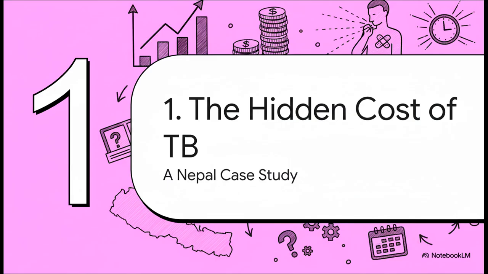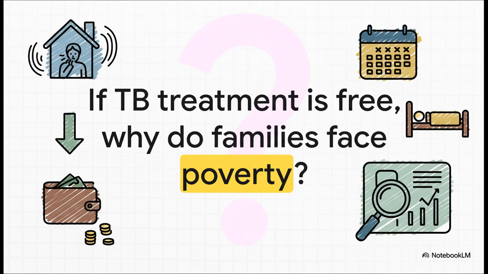Okay, think about this. In Nepal, the government provides treatment for tuberculosis completely free of charge. Sounds great, right? And yet, for so many families, getting a TB diagnosis is the first step into a financial nightmare. So, how is that even possible? If the treatment's free, where are all these crippling costs coming from?